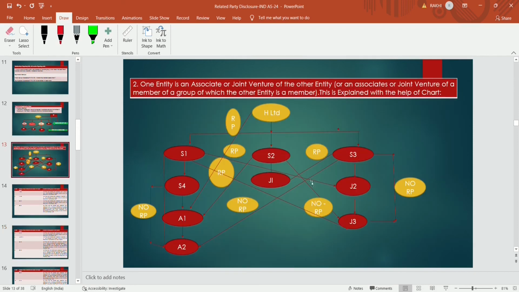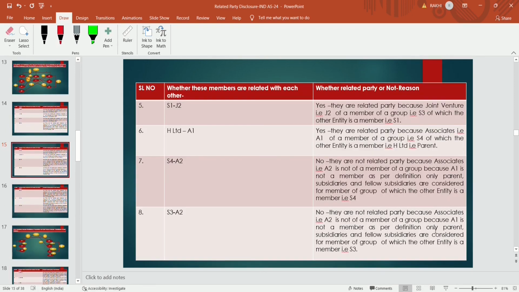S3 and A2, whether they are related? No, they are not related, because S3 is the member of the group, but A2 is the associate of the A1. A1 is the associate of S4. So it is not the member of that group. So they are not related. S3 and A2 are not related, because A2 is not the member, because A1 is not the member as per the definition.